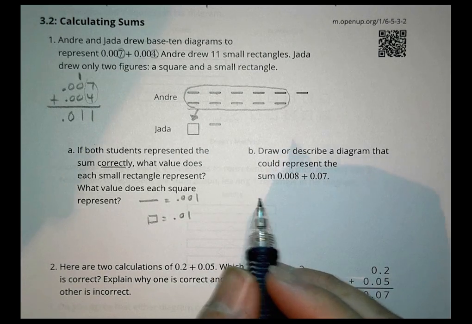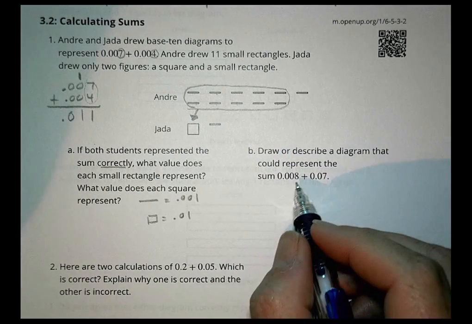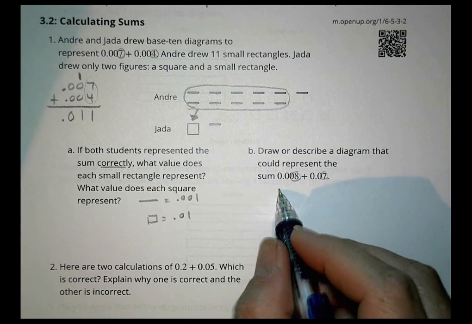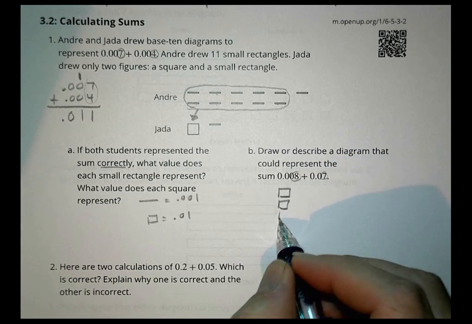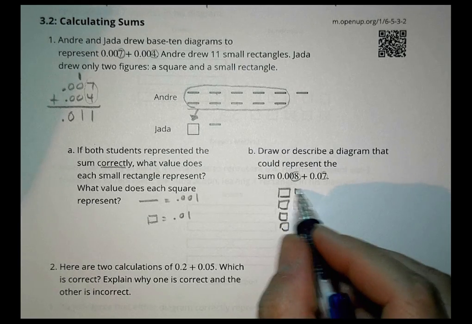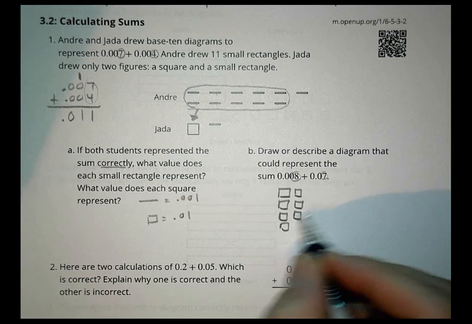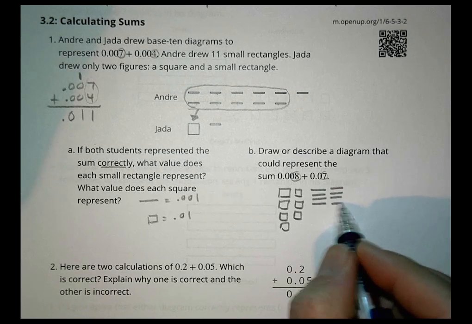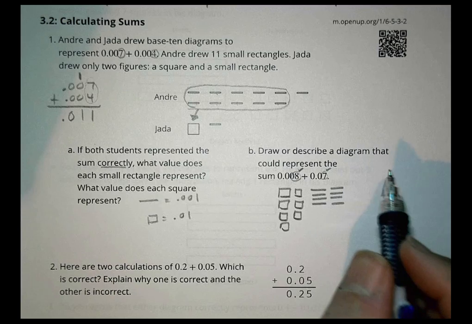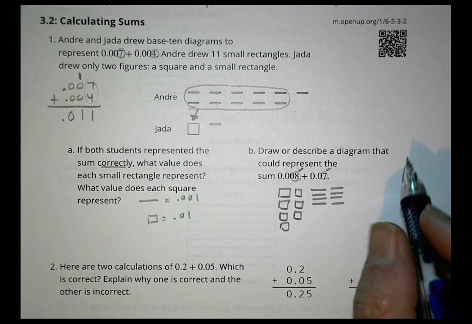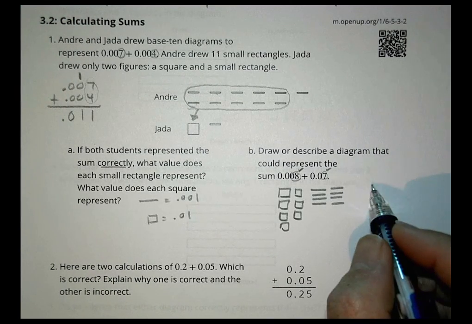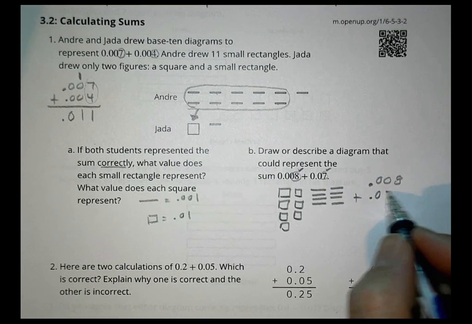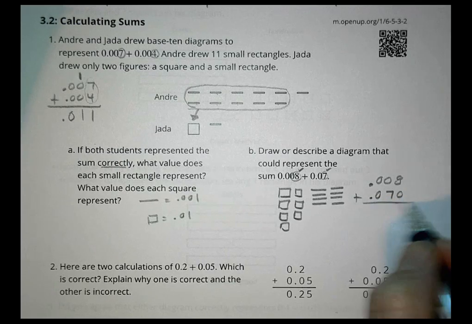So draw or describe a diagram that could represent the sum of 8 thousandths and 7 tenths. So we could have 7 little squares, 4, 5, 6, 7, and then 8 of the smaller rectangles like so for our thousandths. Something like that would work out well. If we wanted to actually add that up, we would have 0.008 plus 0.07. Put a placeholder there, and what do you have?